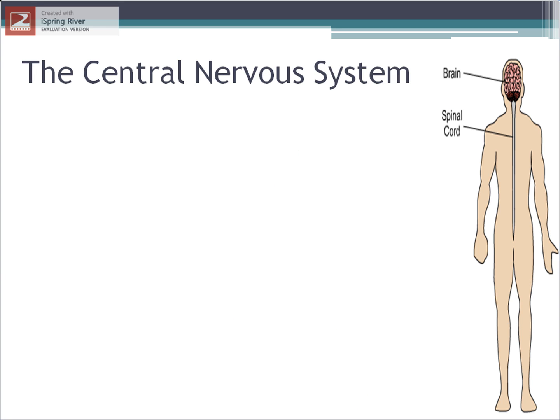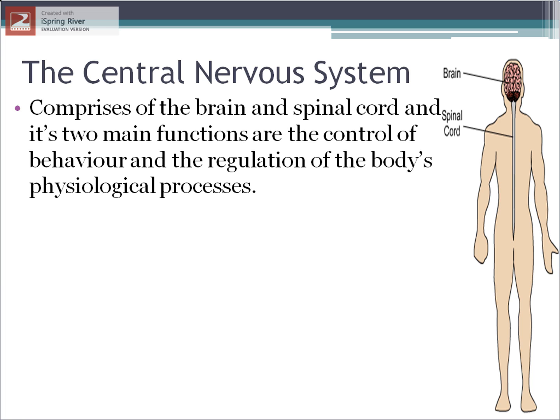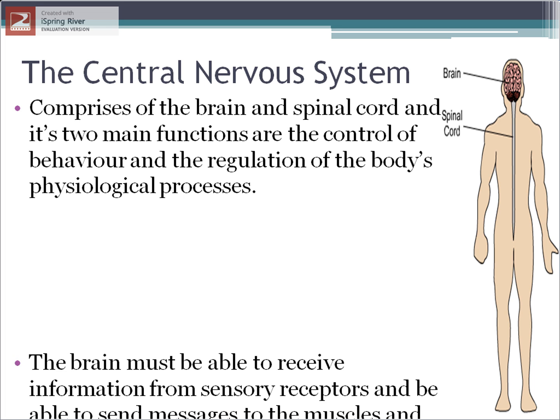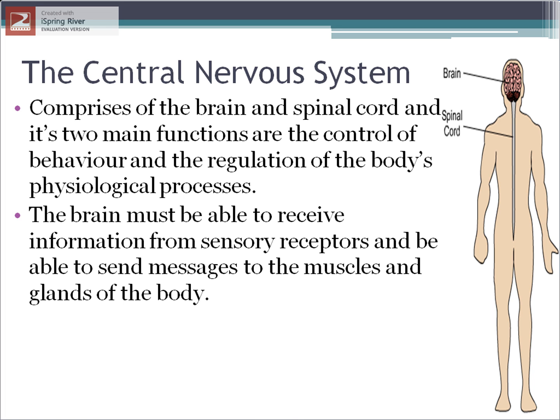The central nervous system, comprising of the brain and spinal cord, has two main functions: the control of behaviour and the regulation of the body's physiological processes. In order to do this, the brain must be able to receive information from sensory receptors such as eyes, ears and the skin, and be able to send messages to the muscles and glands of the body.